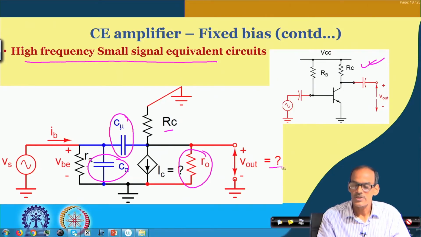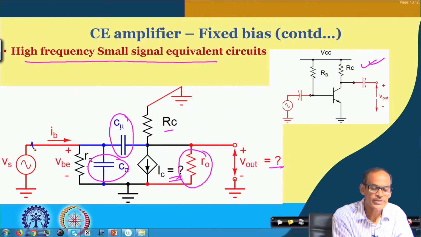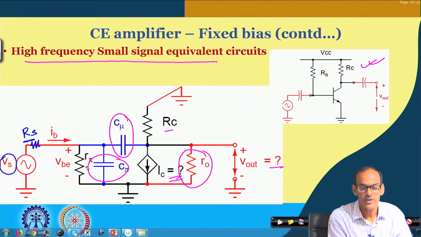So, this derivation we have already discussed, so there is nothing more to discuss about that. And in case I must add one thing: if the signal source has a source resistance RS, then this voltage need not be the same as this one. So, then we may have to consider this RS and then R pi to determine this voltage.